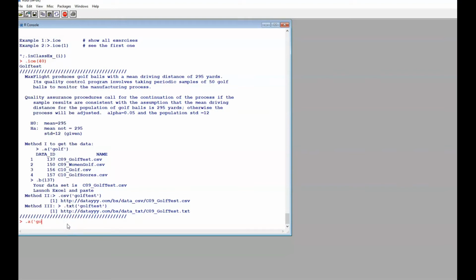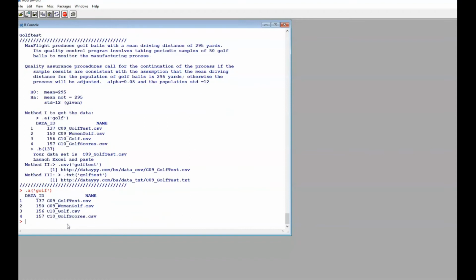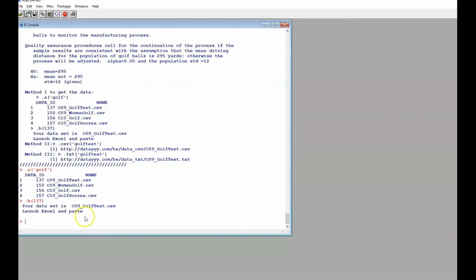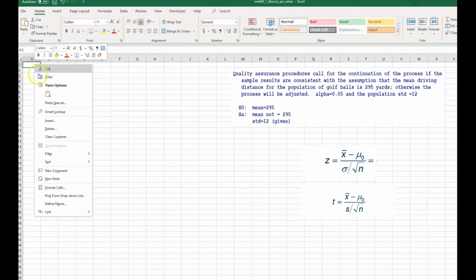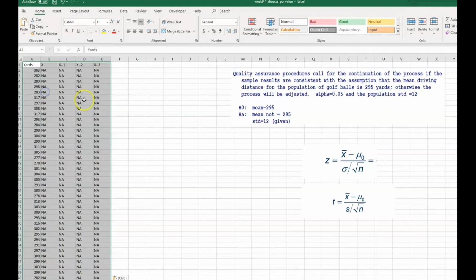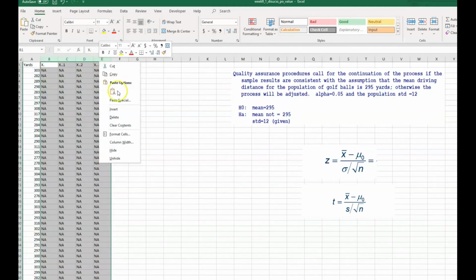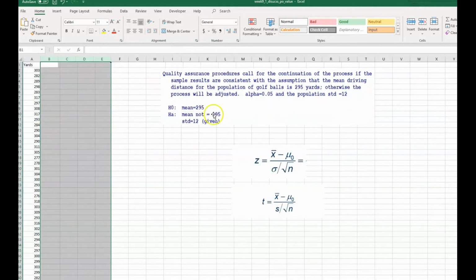A, golf. This is 137.b, B137. This is to launch Excel and paste. I choose A1, so I paste it here. Only column A is meaningful.